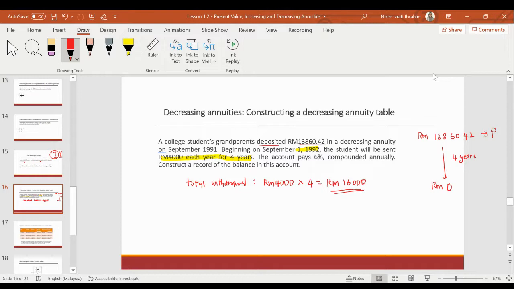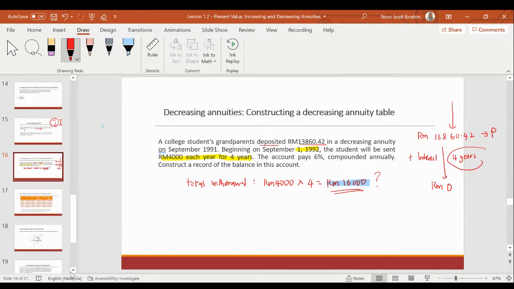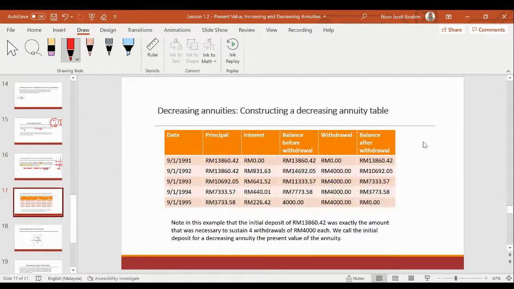Something fishy here. At the beginning, the account only has RM13,860.42, but you see here the total withdrawal is higher than the principal amount. How is this possible? This is because in 4 years this account earned interest. That's why every time we have a decreasing annuity, the total withdrawal is always bigger than the principal amount of the account. So let us look at the next slide on what happened in 4 years.